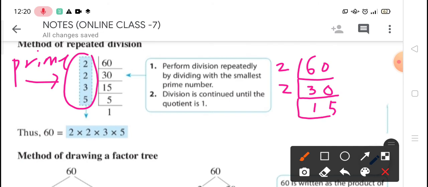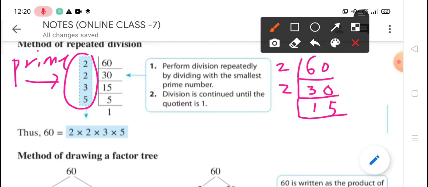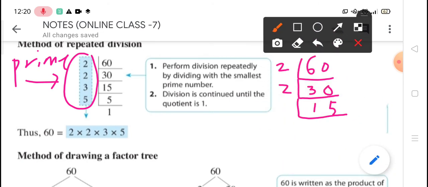Then we continue. But this time, you cannot continue with 2, because 15 cannot be divided by 2. So the next prime number after 2 will be 3. 15 divided by 3, we get 5. We need to divide until we get 1 at last. So 5 cannot be divided by 2, cannot be divided by 3, so the next prime number will be 5. 5 divided by 5 is 1. Yes, finally we get 1.